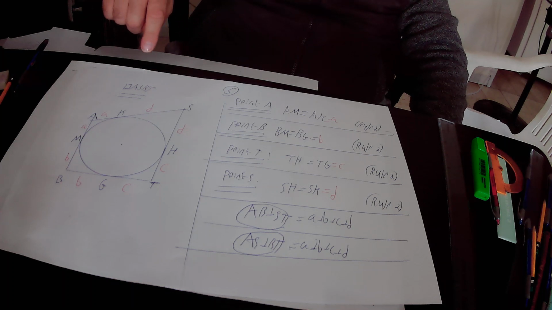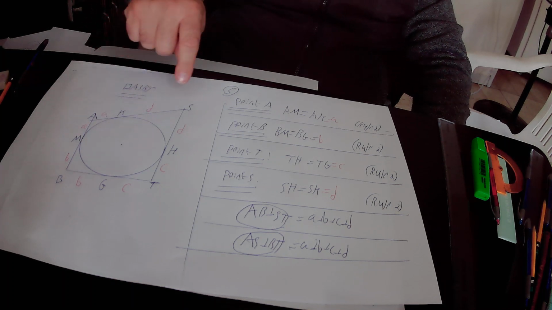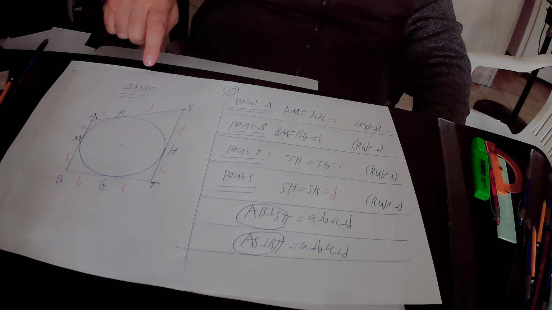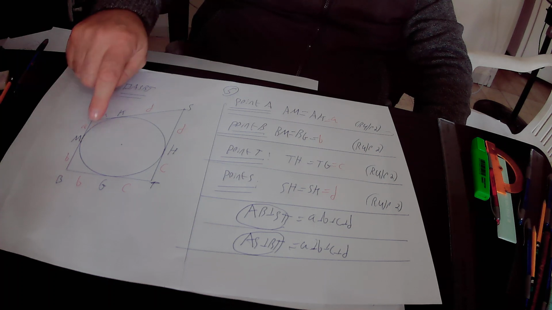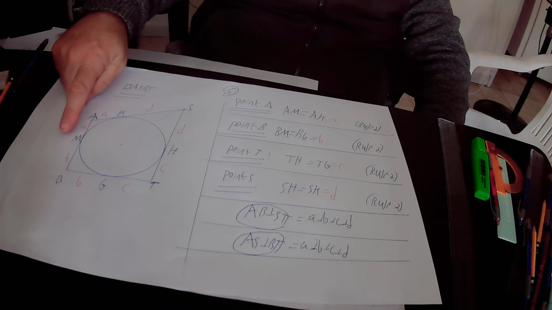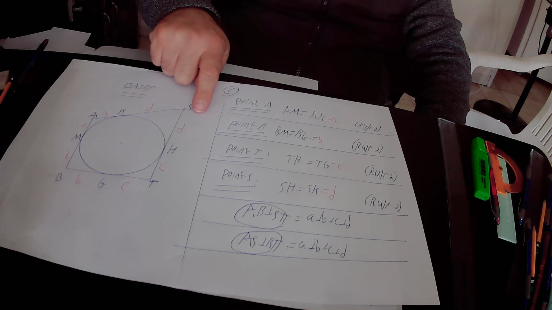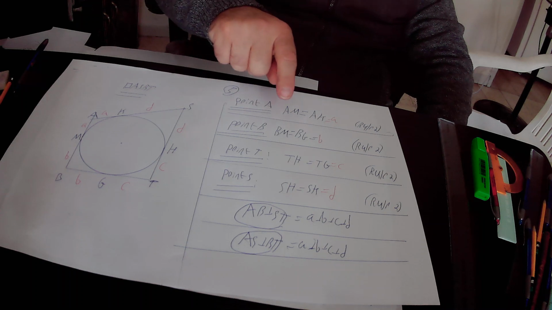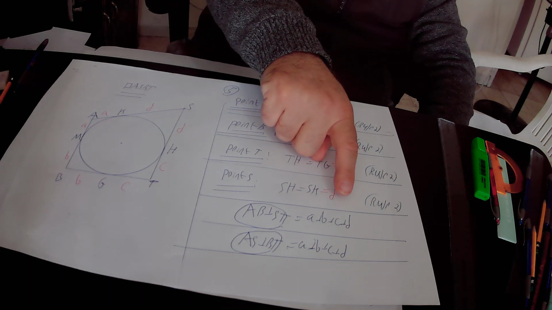Then we added side AB to side ST in this quadrilateral ABST. What is the value of AB plus ST? AB is A plus B and ST is C plus D. So in total, AB plus ST equals A plus B plus C plus D.